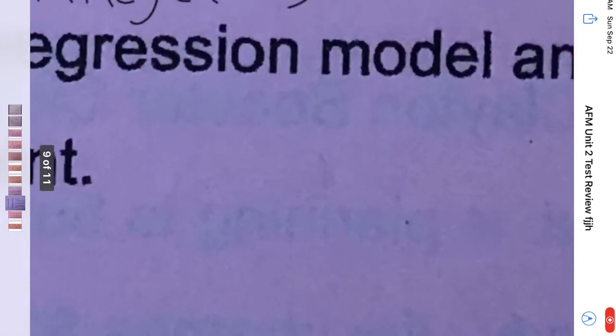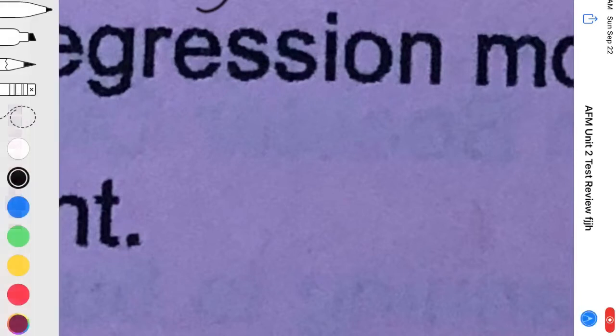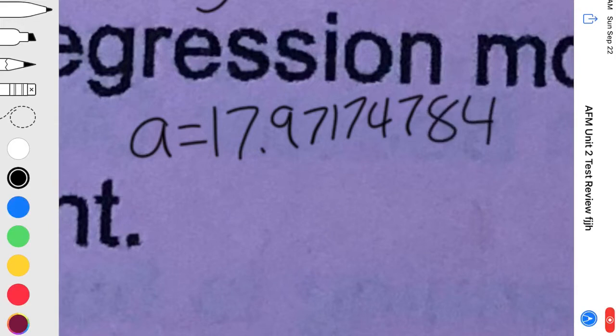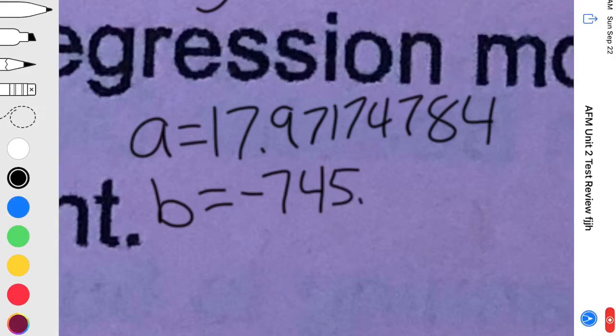So my A, and I'm going to do this really small so I have enough room to actually write the equation. So your A should be 17.97174784. Again, I put way too many decimals on my sheet just to make sure you know what the value is to check your rounding. Yes, I will take off for rounding if you round incorrectly.